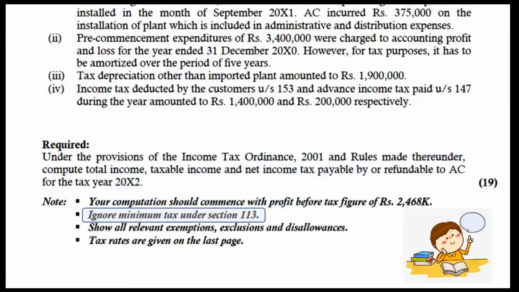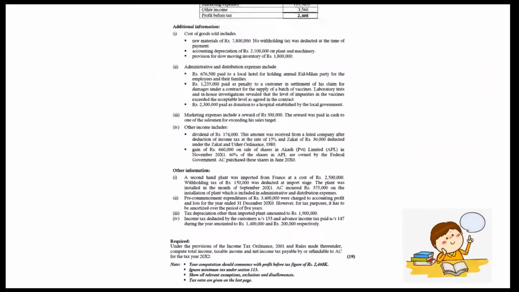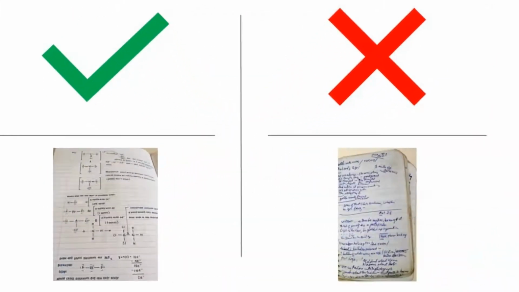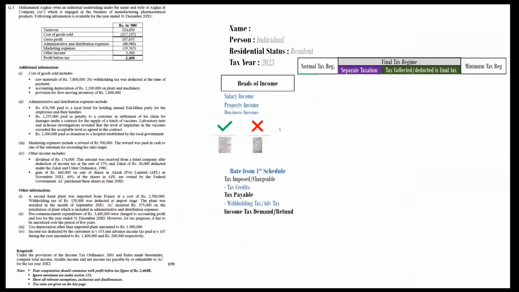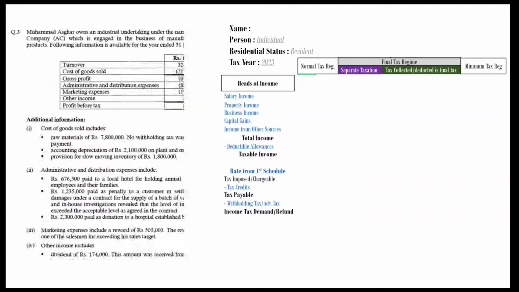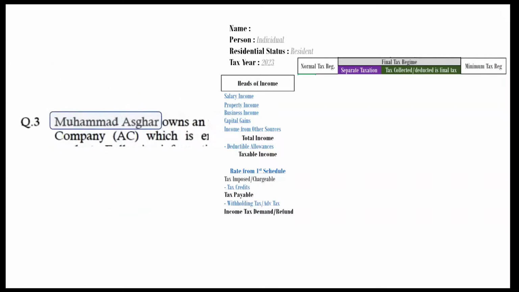For such lengthy questions, planning is very important. A well-planned answer will save your time. Your answer will also appear more organized if it has been planned well. So you should find out first what this question is about. It's about an individual who has a business named AC. It is a manufacturing business.